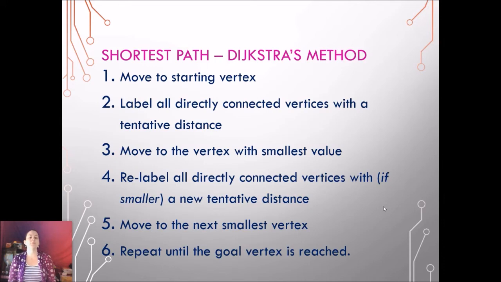When we are looking at the shortest path, we can use Dijkstra's method. So how this method works is we move to our starting vertex. Then we label all directly connected vertices with a tentative distance. So that's how far we've travelled to get from our first point to the next point. Then we move to the vertex with the smallest value and relabel all the directly connected vertices with, if smaller, a tentative distance. Then we move to the next smallest vertex and repeat those steps again, and we repeat until all of our vertices are covered or the goal vertex is reached.